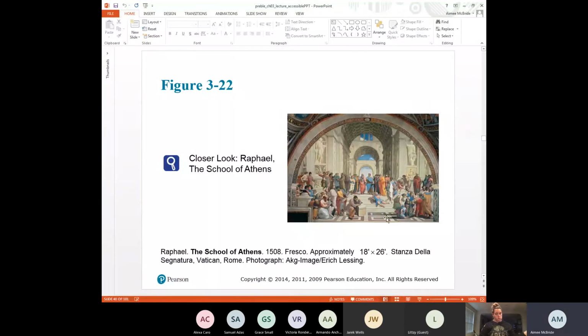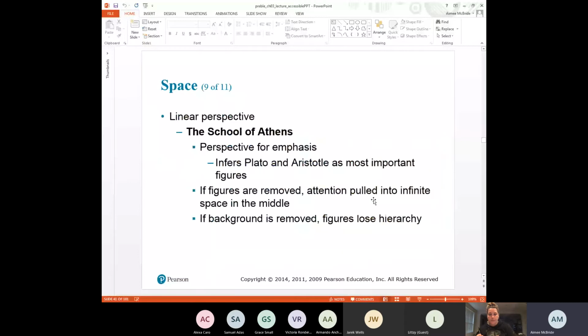So then you see all of the lines diverging from that point, and those lines help us keep in ratio all of these people so that they aren't funky shapes. And of course, the further back we go, the smaller the figures get, the closer to the foreground the people are, the larger they are. And we're going to be analyzing this one quite a bit when we get to the Renaissance period.